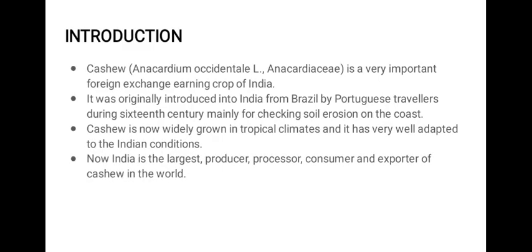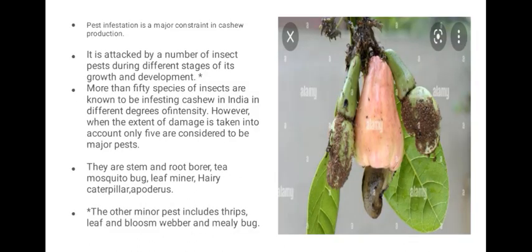Pest of cashew. Cashew, Anacardium occidentale, family Anacardiaceae, is a very important foreign exchange earning crop of India. It was originally introduced into India from Brazil by Portuguese travelers during the 16th century, mainly for checking soil erosion on the coast. Cashew is now widely grown in tropical climates and it has very well adapted to the Indian conditions. Now, India is the largest producer, processor, consumer, and exporter of cashew in the world.